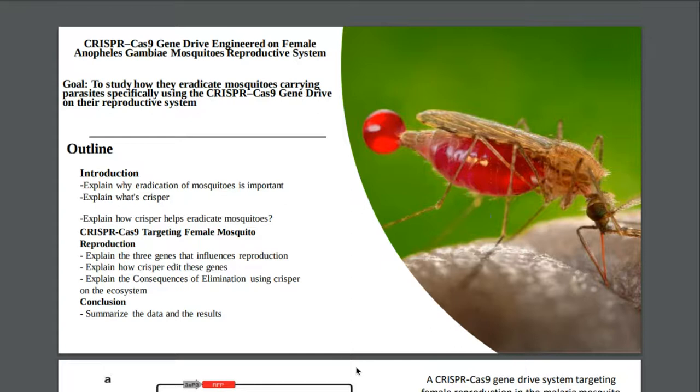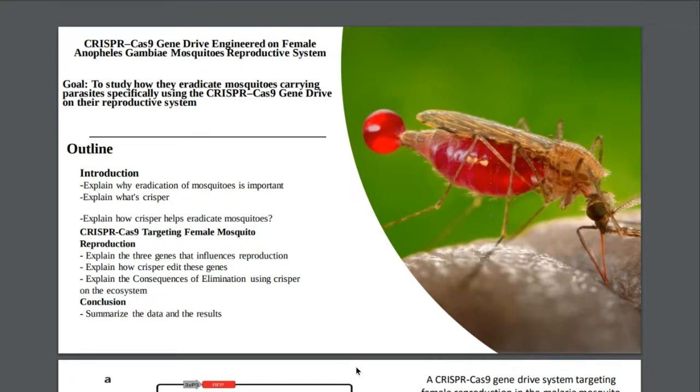The title of my paper is CRISPR-Cas9 gene drive engineered on female Anopheles gambiae mosquitoes' reproductive system, and the goal was to study how they eradicate mosquitoes carrying parasites, specifically using the CRISPR-Cas9 gene drive on the reproductive system. My outline has an introduction which will explain why eradication of mosquitoes is important, what CRISPR is, and how CRISPR helps eradicate mosquitoes. This section will be very brief because I'll also go into detail again with these topics.